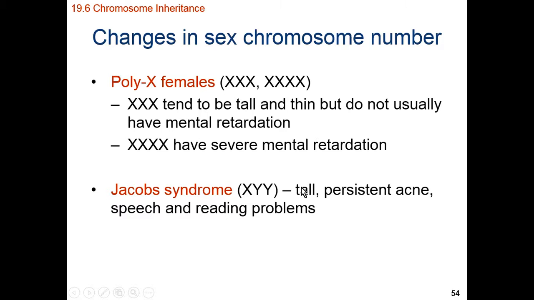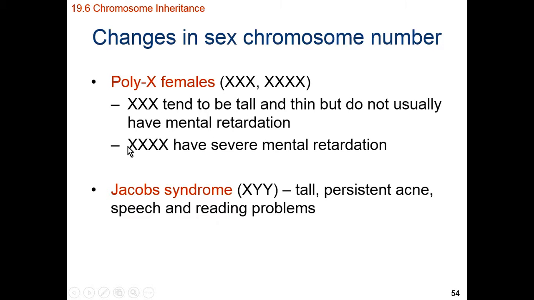We can also have females that have extra copies of the X chromosome. So there could be 3X, trisomy for the X chromosome, or quadrisomy. Individuals that have trisomy, generally speaking, are going to be okay. They'll have mild cognitive defects, and they'll be tall and thin, so they'll be fairly attractive by most standards. Generally speaking, these people can live regular productive lifespans.